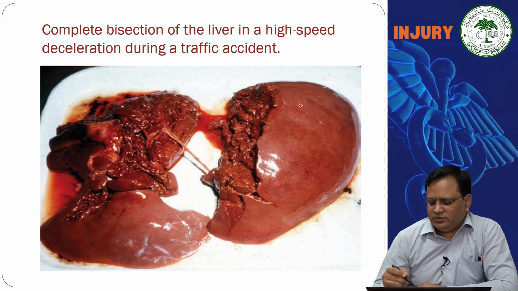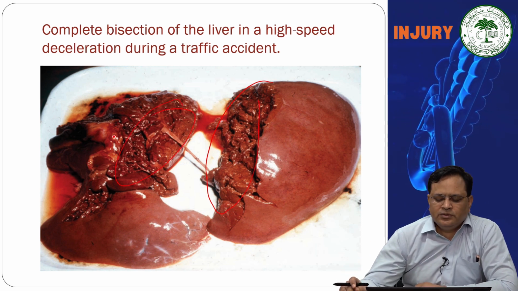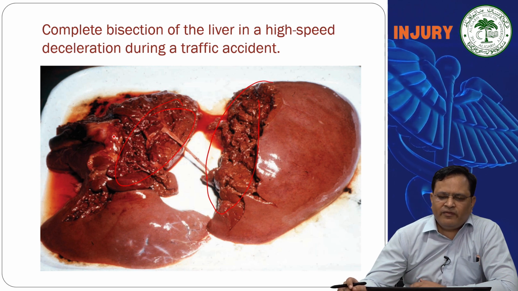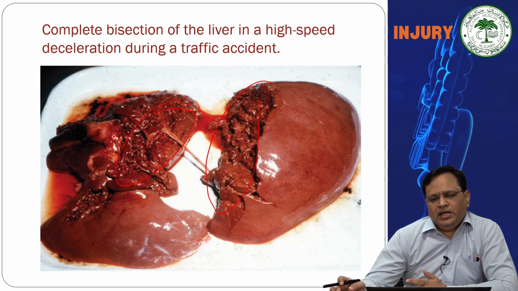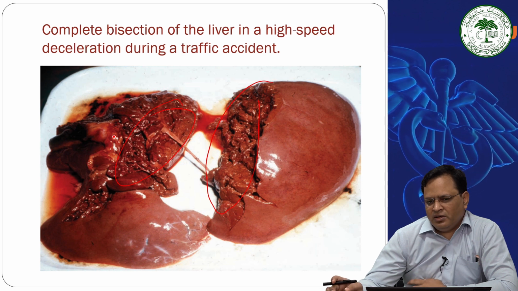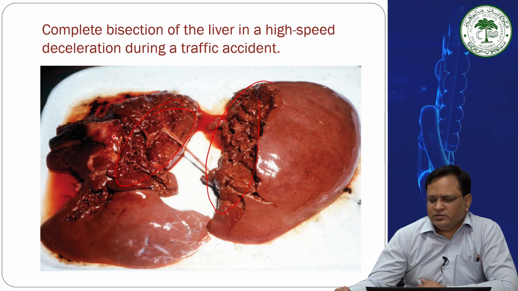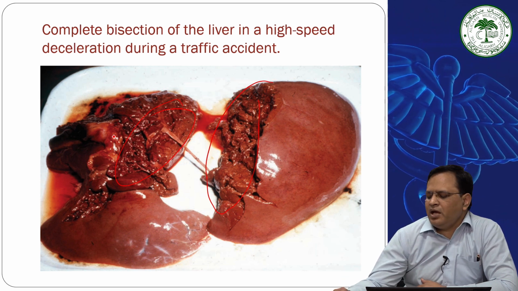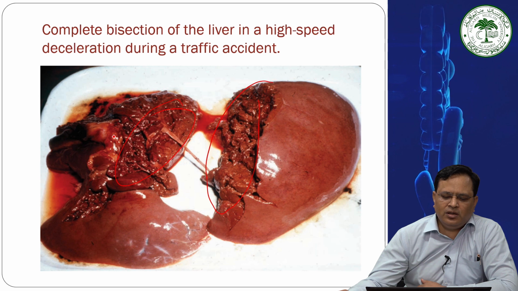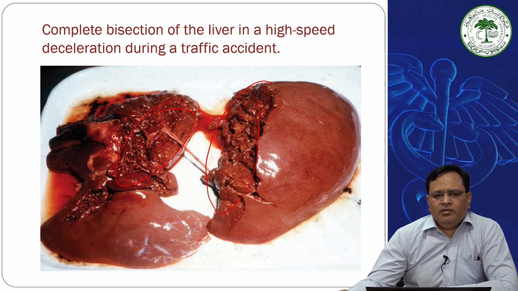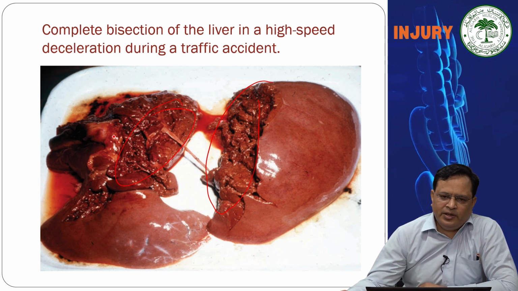This is the rupture of the liver, a complete rupture in a high speed deceleration during a traffic accident. Road traffic accidents are very dangerous to the liver, and gunshot wounds, especially from a rifle, are also very dangerous. They can cause multiple lacerations to the liver, and very serious emergency problems can arise. The person may die because of multiple hemorrhages or laceration of the liver. We will be seeing it in the coming slides. That is why injuries of the abdomen and laceration of the liver are very important.